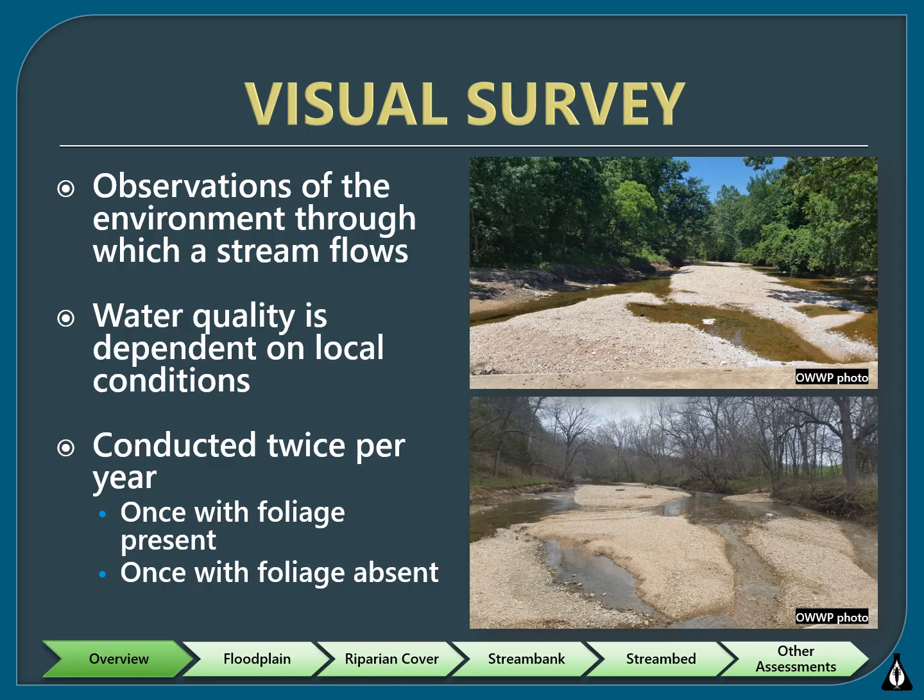By documenting conditions using visual survey, we can look at changes in the watershed and stream over time, which helps get a better understanding of how water quality responds to those changes. Visual survey is conducted 2 times per year, once with the foliage present, around September or early October, and once with the foliage absent, around February or March. These are also the times we recommend doing biological monitoring.